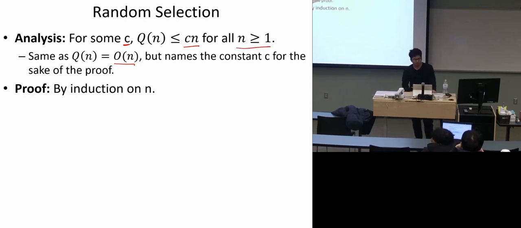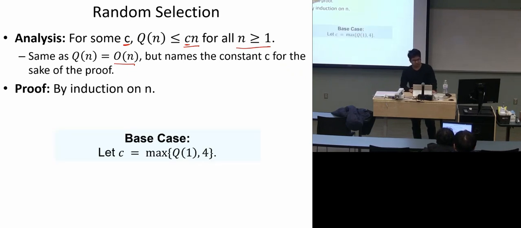Okay. And you will see that I need to name the constant c here for the induction proof. This is going to be important, and you will see soon. But let's now prove by induction on n. Well, the base case is easy. I will set C to be the maximum between Q of 1 and some number 4. It just needs to be big enough, and you will see why I choose at least 4. But just set it to be some constant that is big enough. That's fine.